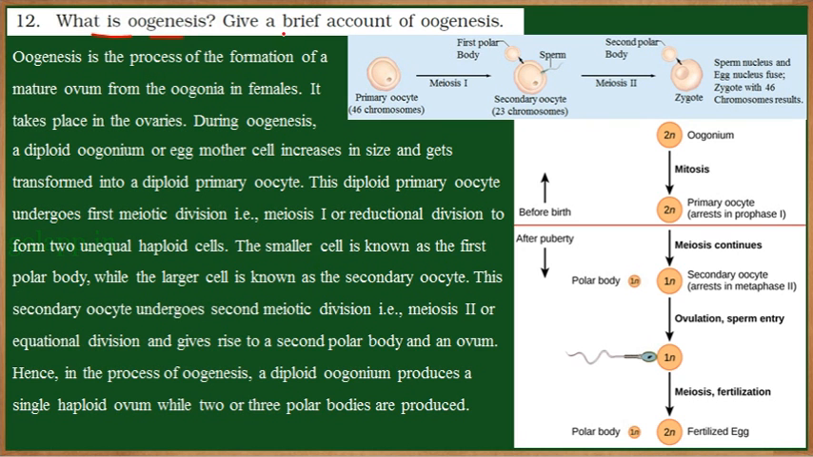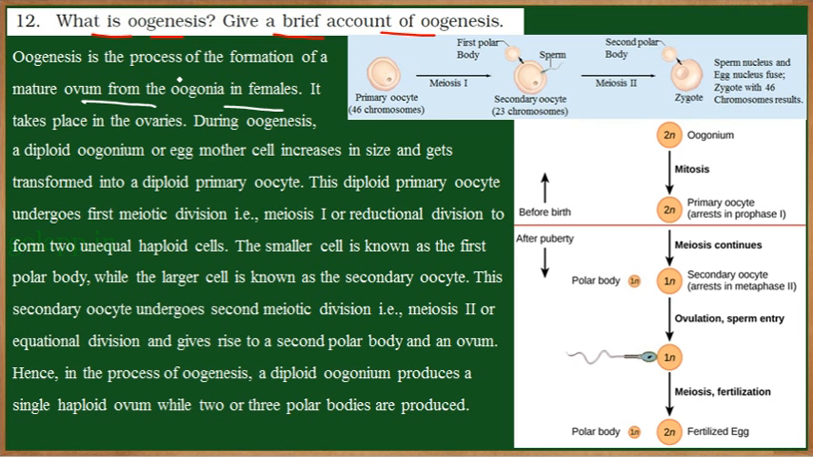What is oogenesis? Give a brief account of oogenesis. Now here we will be studying the process of oogenesis and its various steps. The word oogenesis represents the formation of a mature ovum from the oogonia in females. Now ovum is the female gamete, which is also called an egg, and oogonia is the cell which gives rise to the egg, which is also called the egg mother cell.